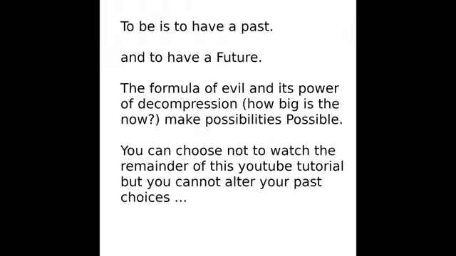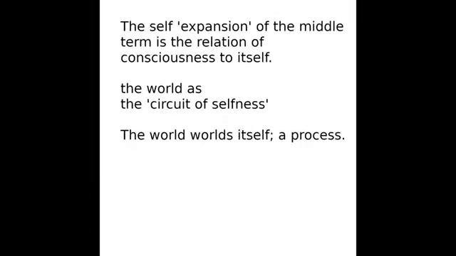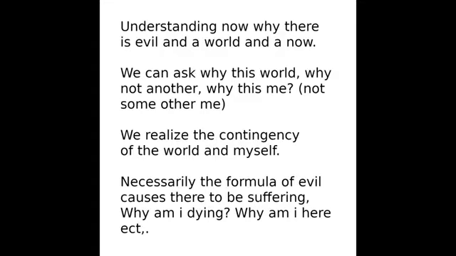Okay, so the self-expansion of the middle term, the B in our formula of evil, is the relation of consciousness to itself. This is the world of the circuit of selfness, as the self traverses the world, and it worlds itself into a process that we experience. Okay, simple. Understanding now and why there is evil in a world. Okay, we don't understand anything. We didn't explain anything very well, but we can ask why this world and why not another.